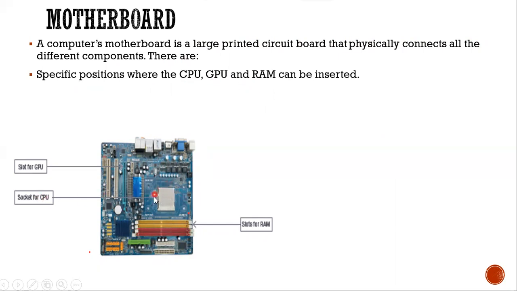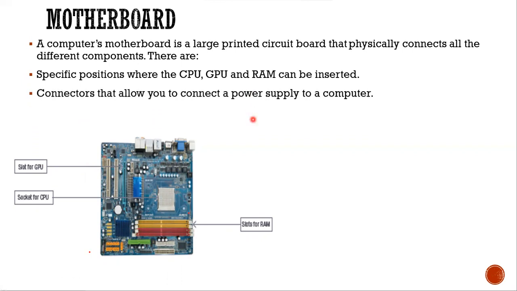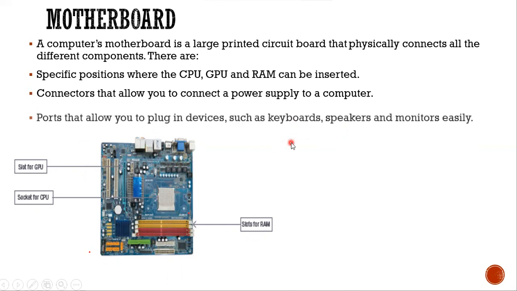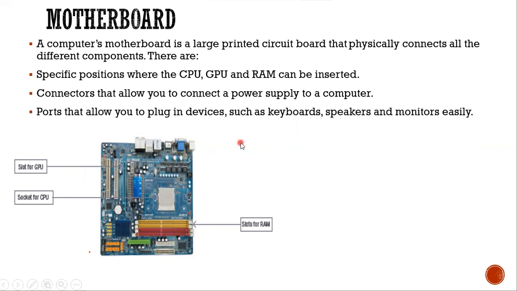There you have your CPU slot, which fits into a ZIF socket, zero insertion force socket. Then we have slots for your GPU, which is for your graphics processing. Connectors allow you to connect a power supply to your computer, so the components that are connected to the motherboard will get power. There are ports that allow you to plug in devices, such as your keyboard, speakers, and monitors, easily. So these are the different parts of your motherboard.